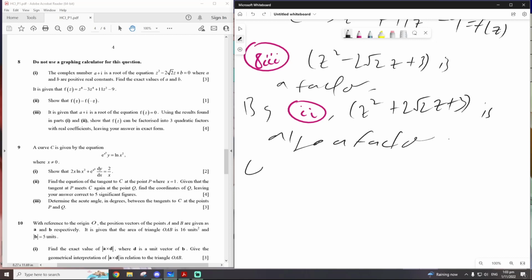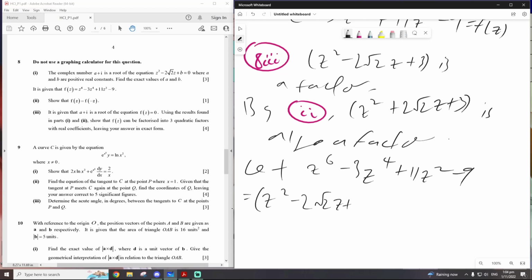Okay, so now we let f(z). Actually, I shall write out the whole thing because I need to see it anyway. z power 6 minus 3z power 4 plus 11z squared minus 9. We're going to let this be identical to z squared minus 2 root 2z plus 3, times z squared plus 2 root 2z plus 3, and then finally z squared plus cz plus d.